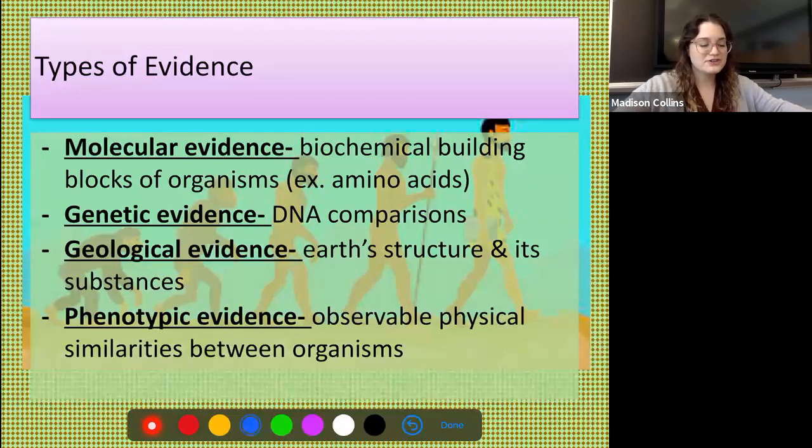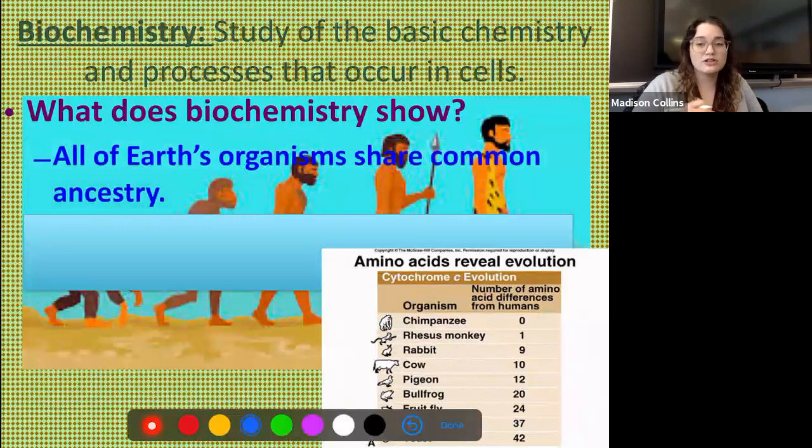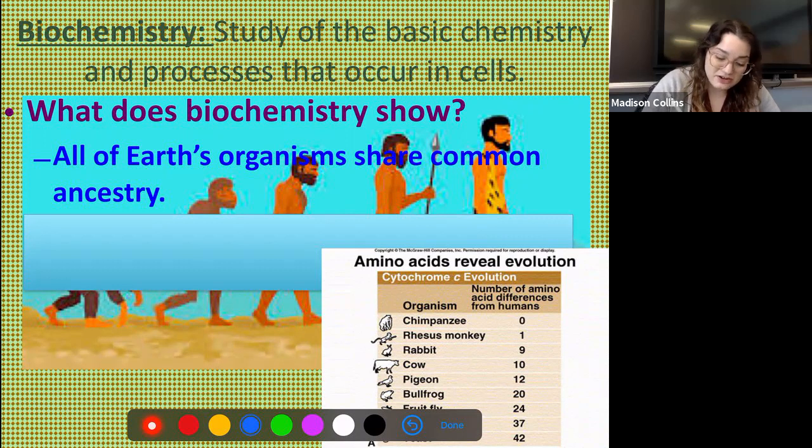All right. So the first example of evidence that we've got is biochemistry. Biochemistry is the study of the basic chemistry and processes that occur inside cells. And biochemistry actually shows us that all of Earth's organisms share a common ancestry. So if you look here at this amino acid chart, we can see that amino acid sequences actually reveal evolution. We can see that chimpanzees have 0 amino acid differences from humans. We have the exact same amino acids. Rhesus monkeys only have 1 difference. Rabbits have 9, right?